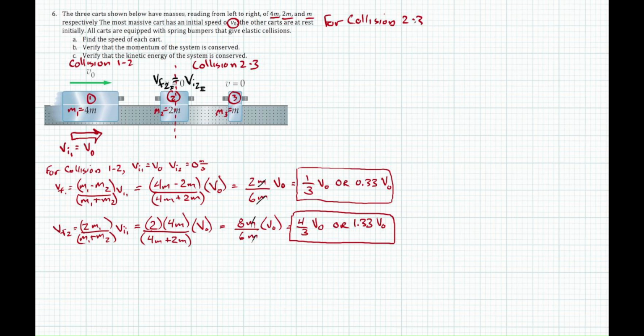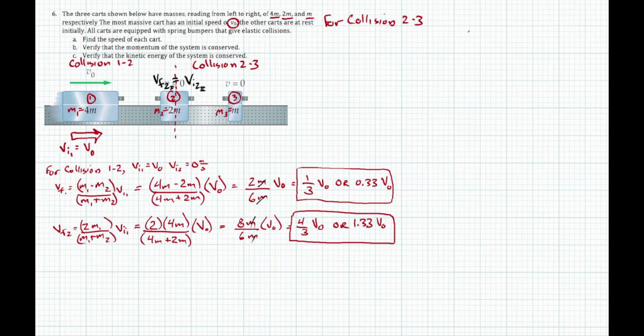2 to 3. Okay, now remember what we said. We said that the final velocity of cart 2 is equal to the initial velocity of cart 2 going into the next collision, right? So let's write that down.